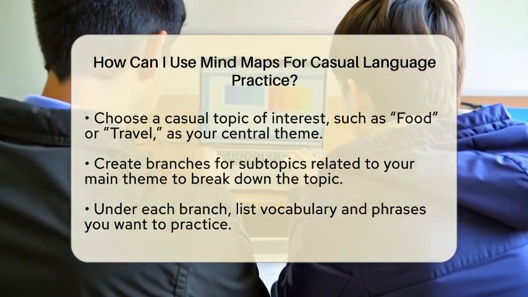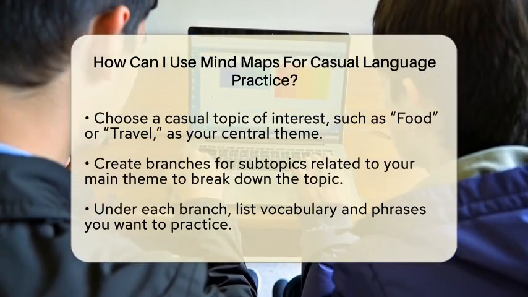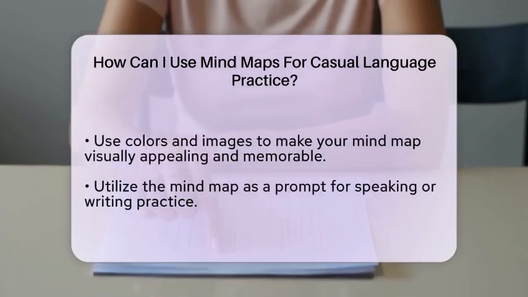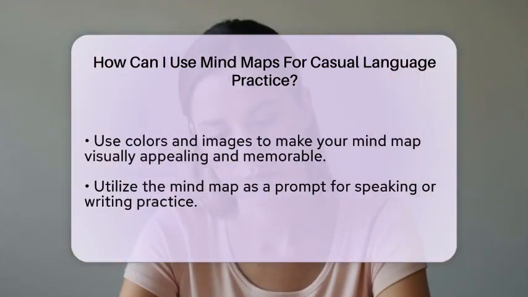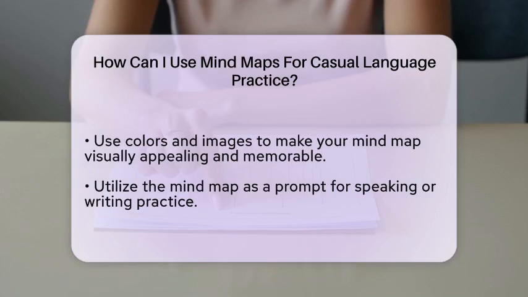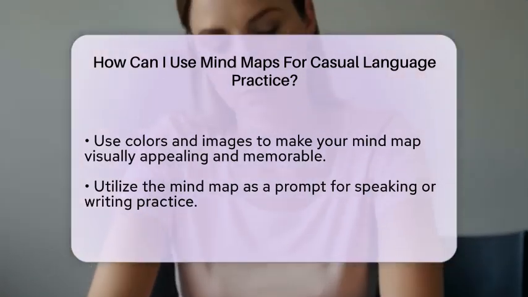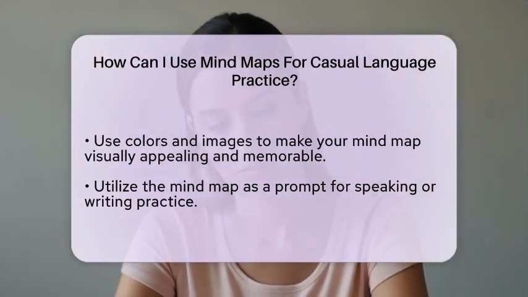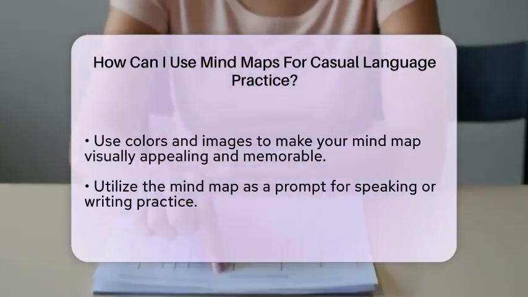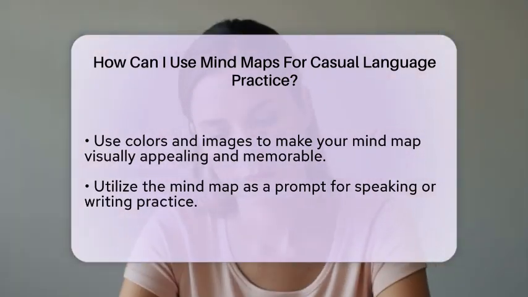To make your mind map more engaging, use colors and images. Different colors can help differentiate the branches, while small drawings or icons can represent words or ideas. This visual aspect makes the mind map more memorable and enjoyable.